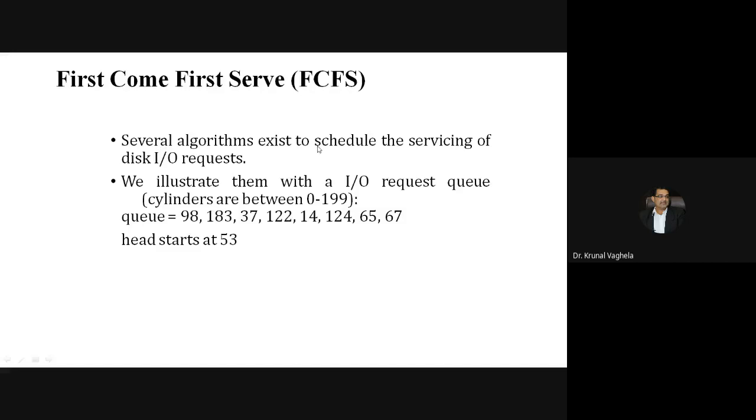Several algorithms exist to schedule the servicing of IO requests. Let's have an example. We illustrate them with an IO request queue of cylinders. Consider there are cylinders 0 to 199, 200 cylinders available. The requests come in this order: first cylinder 98, then 183, then 37, then 122, then 14, then 124, then 65, and last cylinder 67.